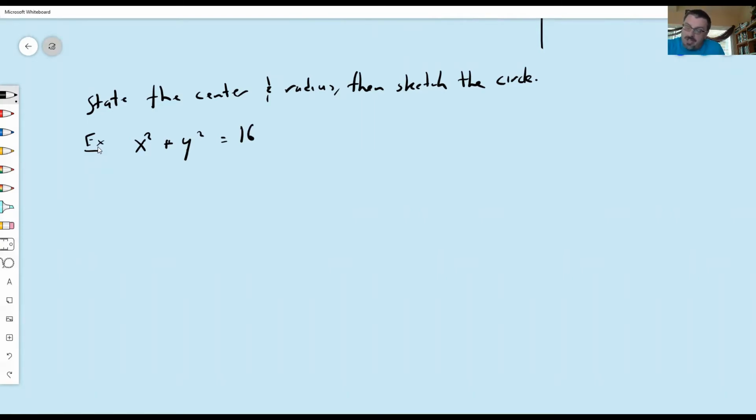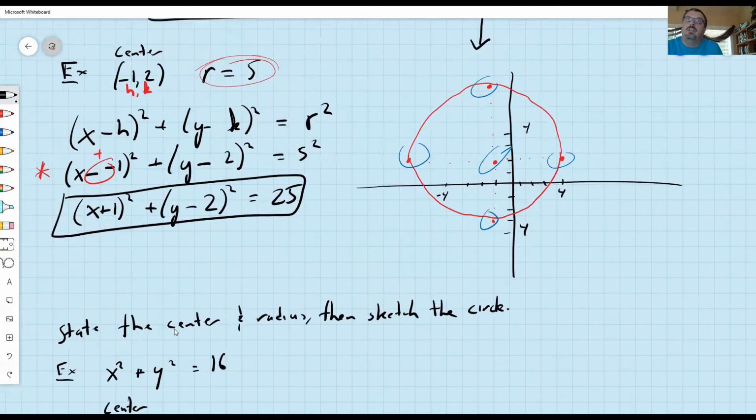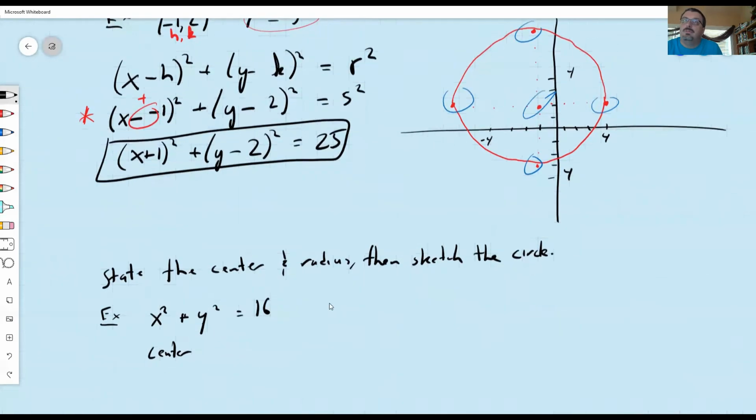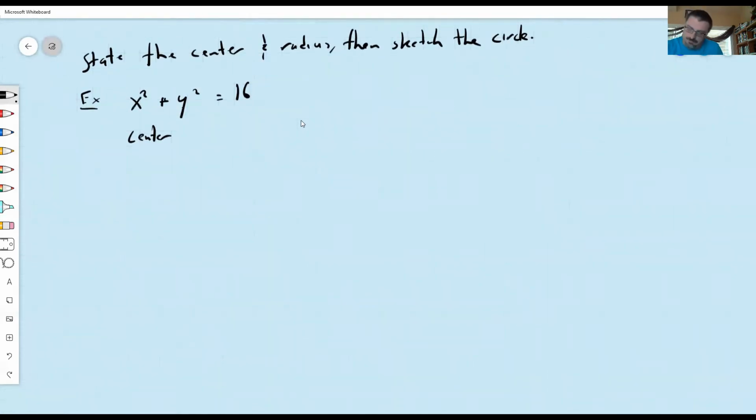If there's no h or k on here, that automatically implies that the center, if you go way back to the top here, x squared plus y squared equals r squared, means the center is 0, 0. And the radius is the square root of whatever that number is. Square root of 16 is 4. So that's part of my answer.